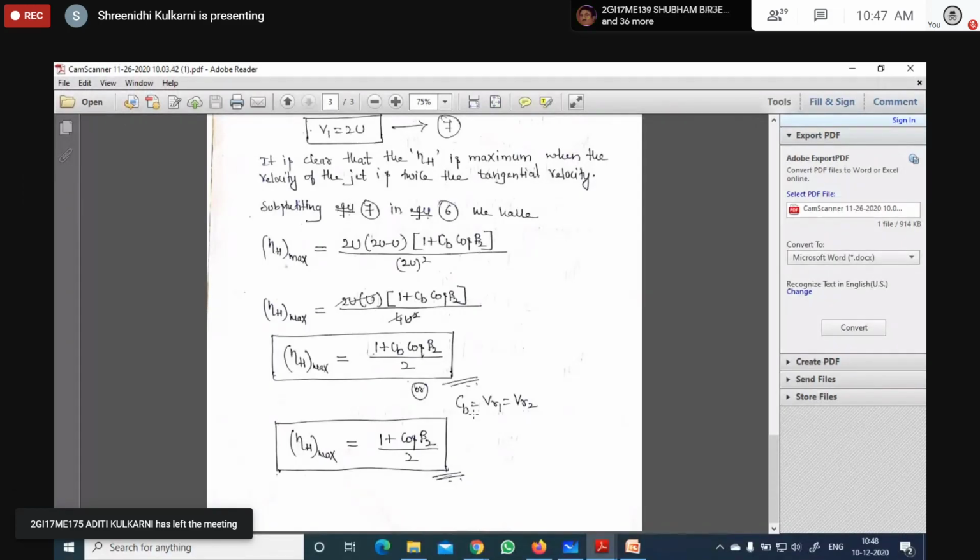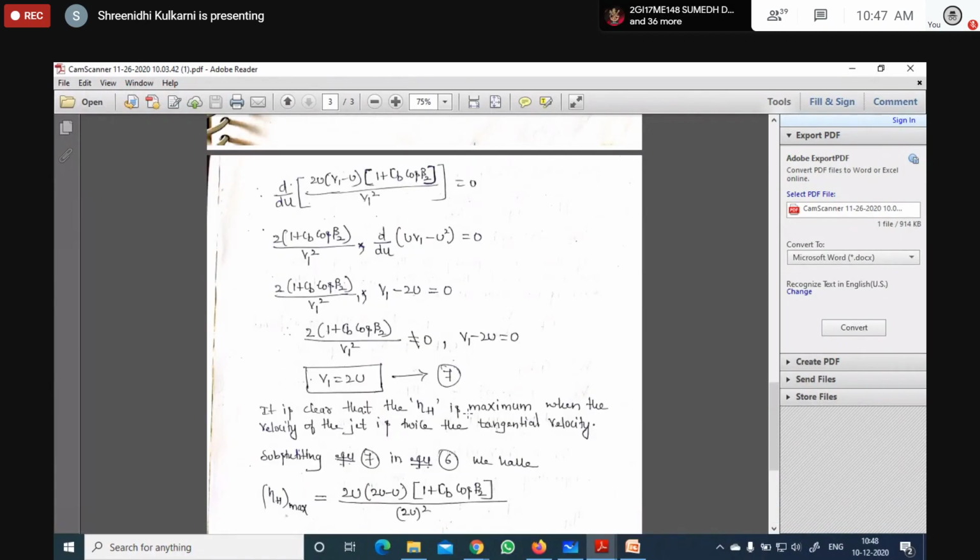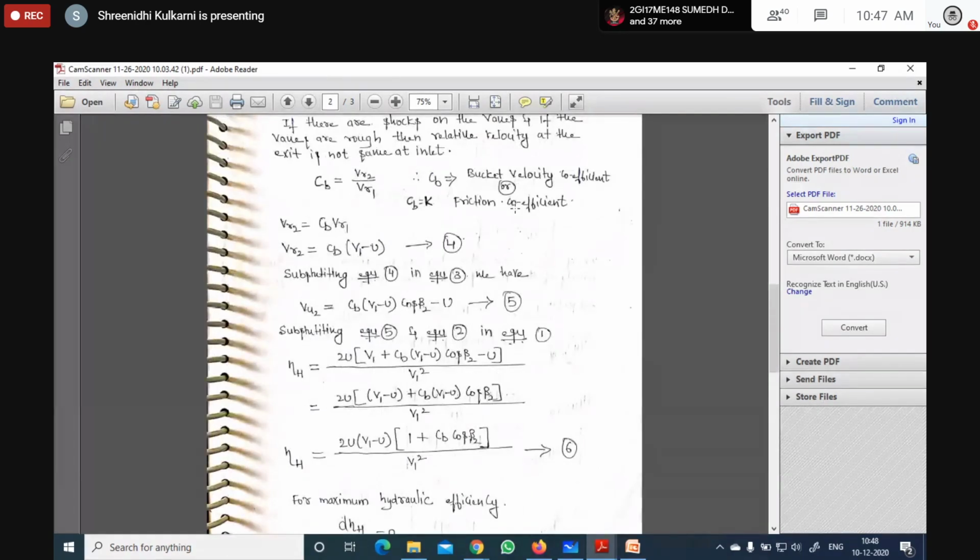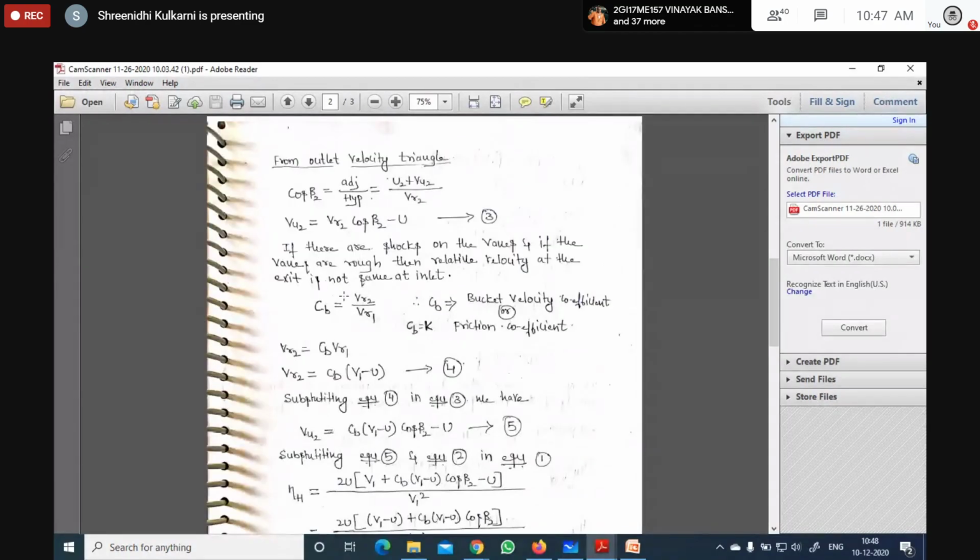What is CB? It is a friction coefficient, or a blade velocity coefficient. Here we considered the case when there are shocks on the vanes and the blades are very rough. Then the bucket velocity coefficient is CB equal to VR2 by VR1. Now I have another condition: if there are no shocks on the vanes and the blades are very smooth, then what is the condition?